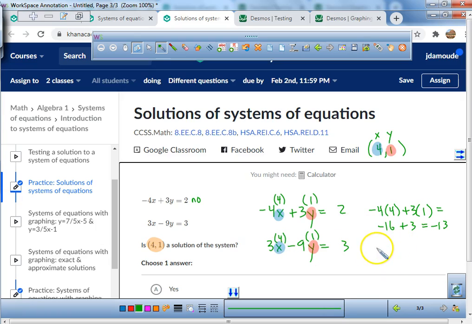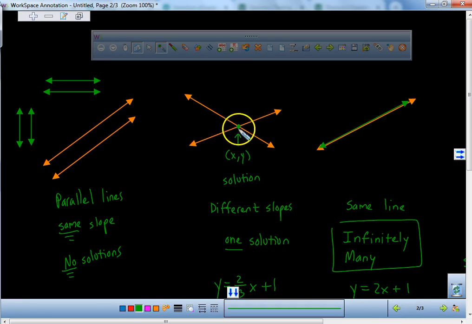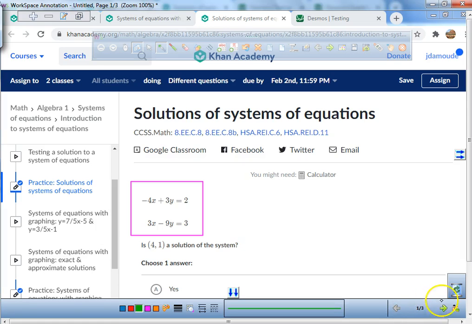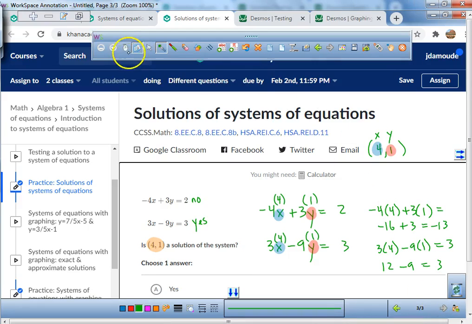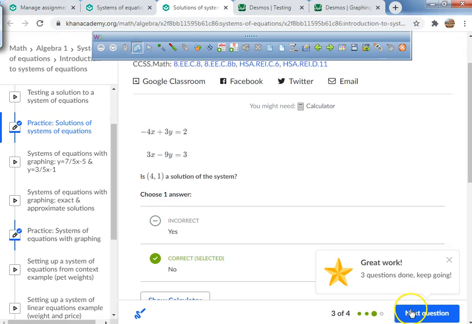But if I do 3 times 4 minus 9 times 1, to see if that equals a 3, well, guess what? 12 minus 9 does equal 3. So this one does work, but the other one doesn't. In order for there to be a solution, it's got to work for both lines. One of these worked for one line, but it didn't work for the other line. So that's why the answer is going to be no. It worked for one, but it didn't work for both. So I've got to hit no.